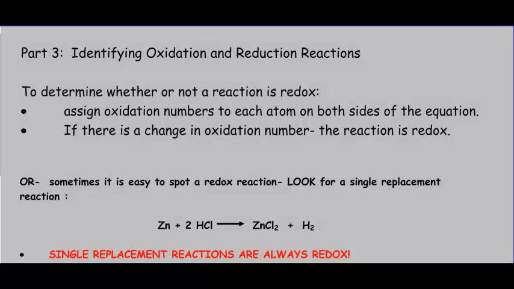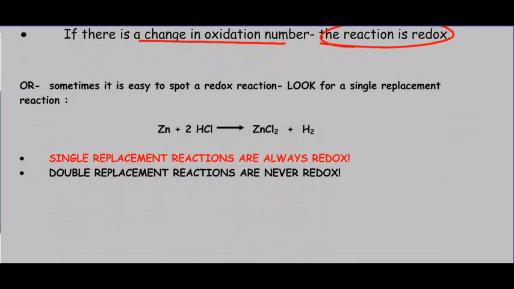So one thing you can do, because we know that in redox, electrons are gained and lost, you can assign charges, and if charges are changing, then the reaction's redox, okay? So you can assign the charges, and then if there's a change, the reaction is redox. That's one way we can tell. Sometimes that can be a lot of work. So many times there are shortcuts or things to look for, like a single replacement reaction.